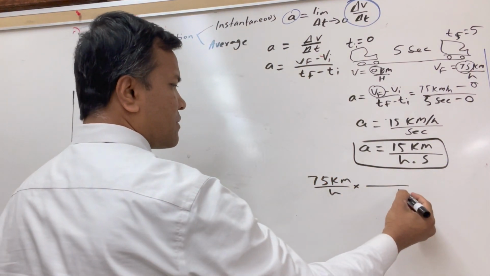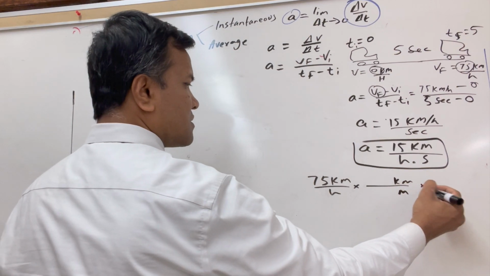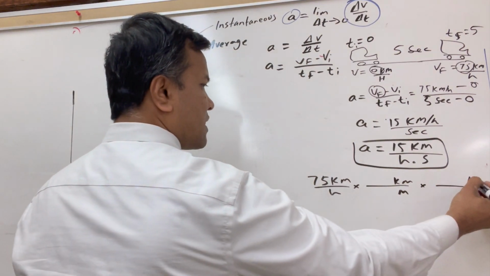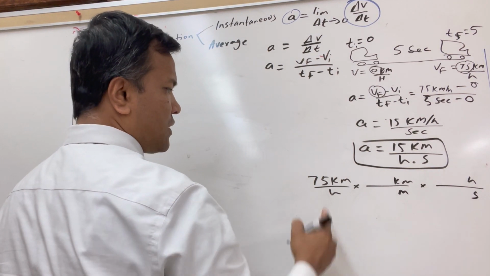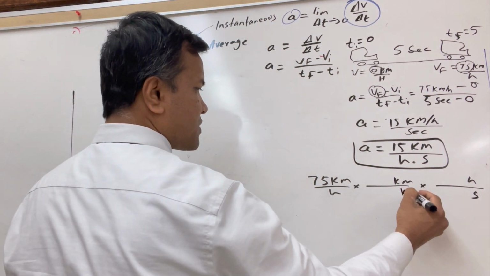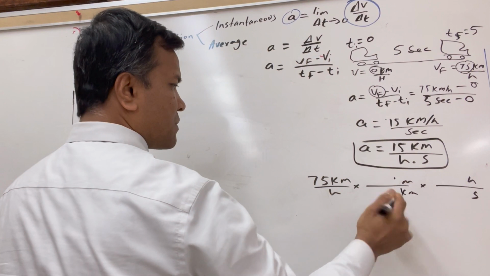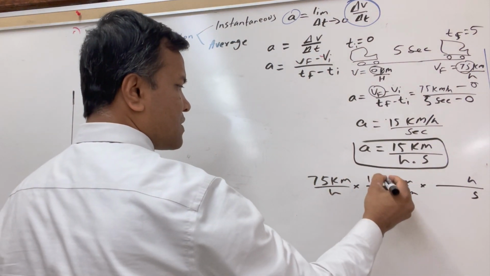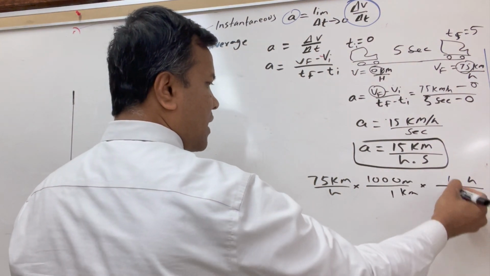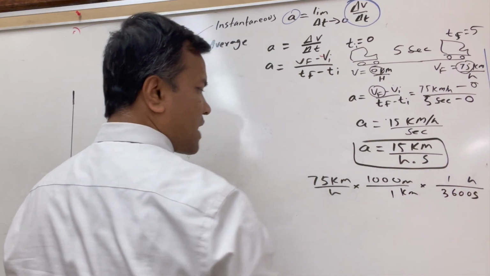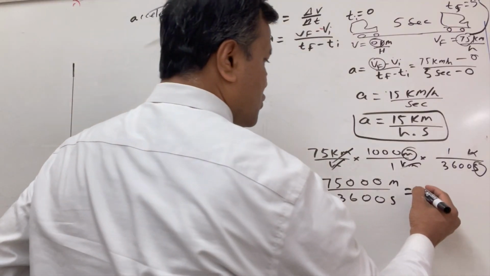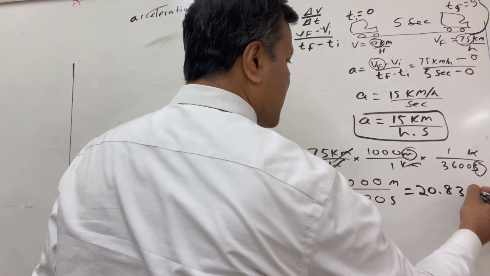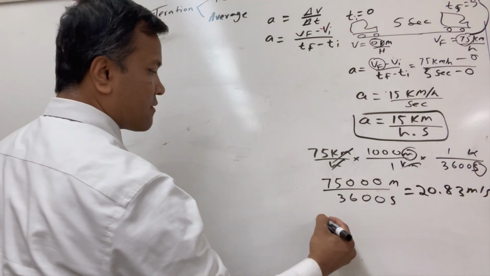We have meters and kilometers, and we have hours and seconds. We put kilometer downstairs because we want kilometers to cancel. 1 kilometer is 1000 meters and 1 hour is 3600 seconds. Kilometer cancels, hour cancels, and we get 20.83 meters per second.